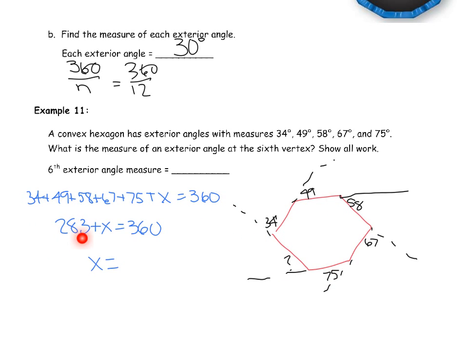So you get 283 plus x equals 360. So 360 minus the 283 leaves us with an answer of 77 degrees as the value of x.